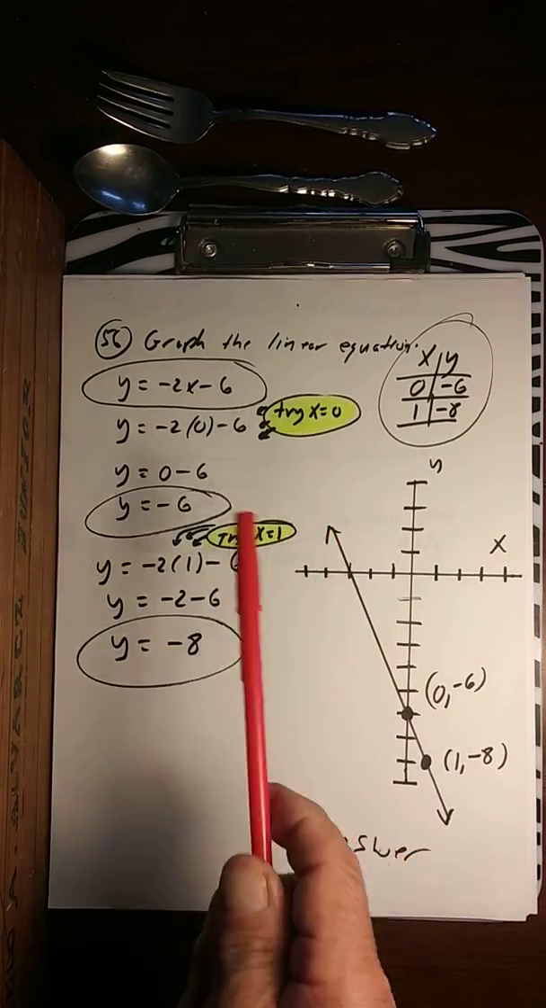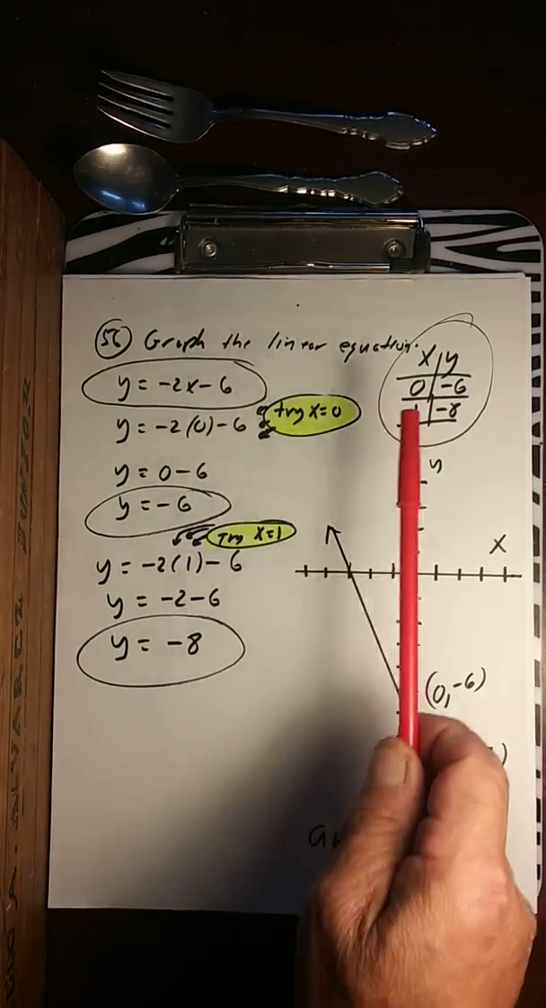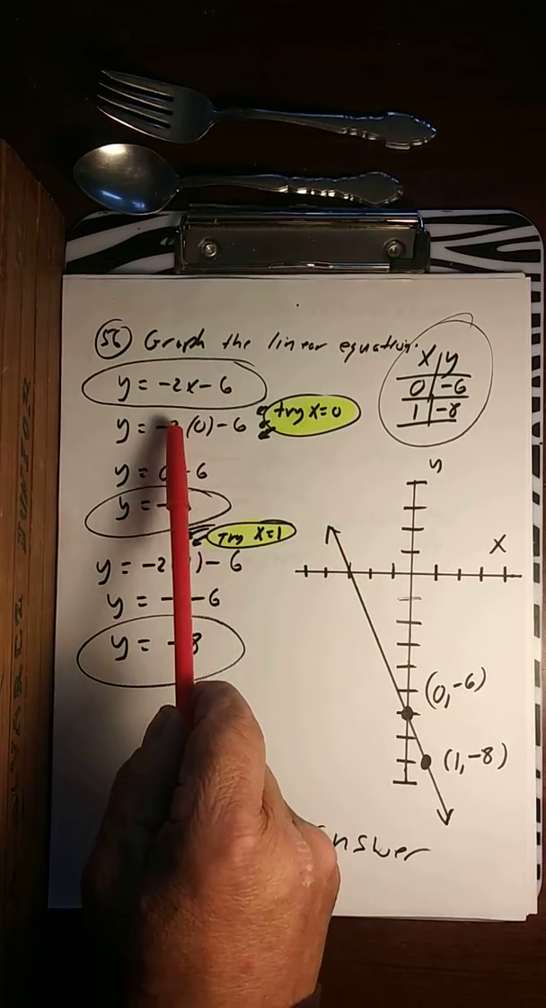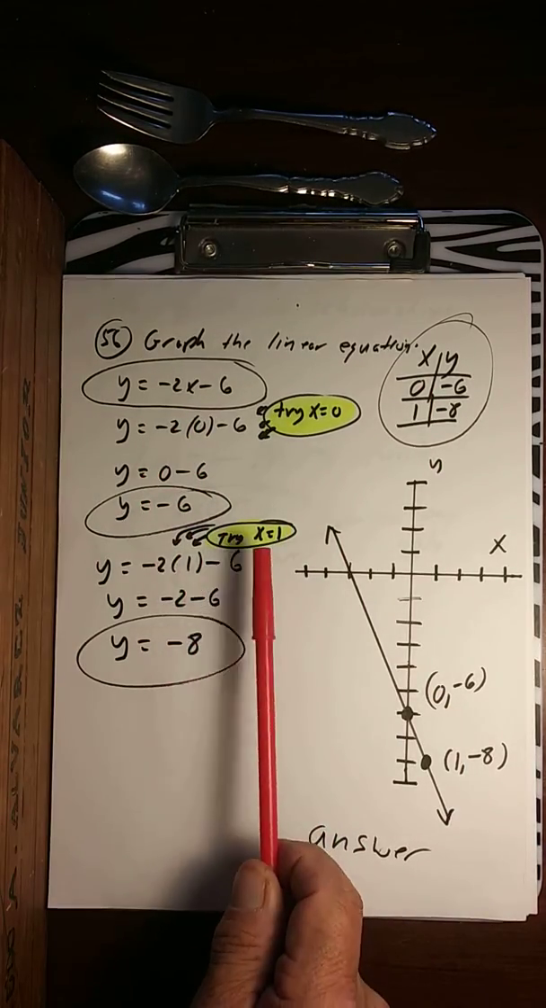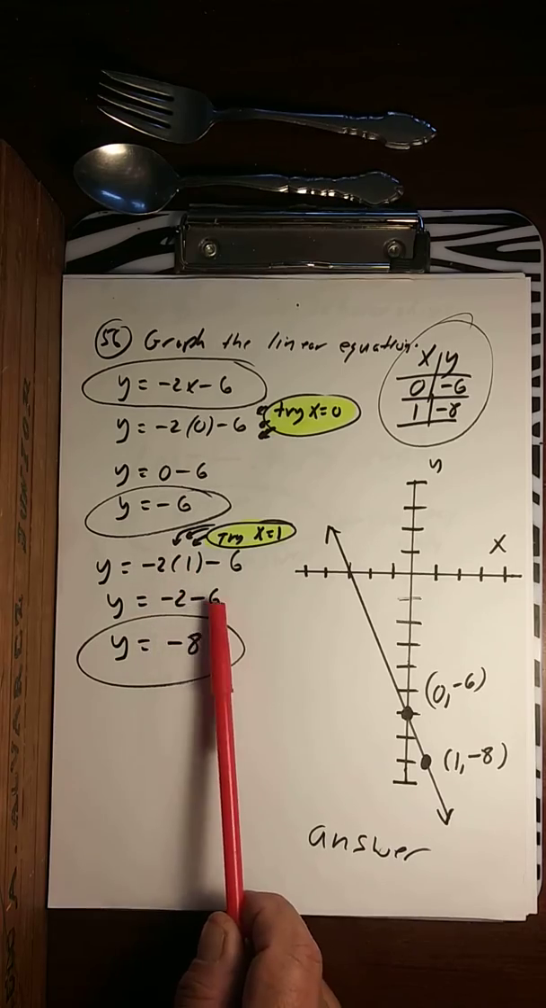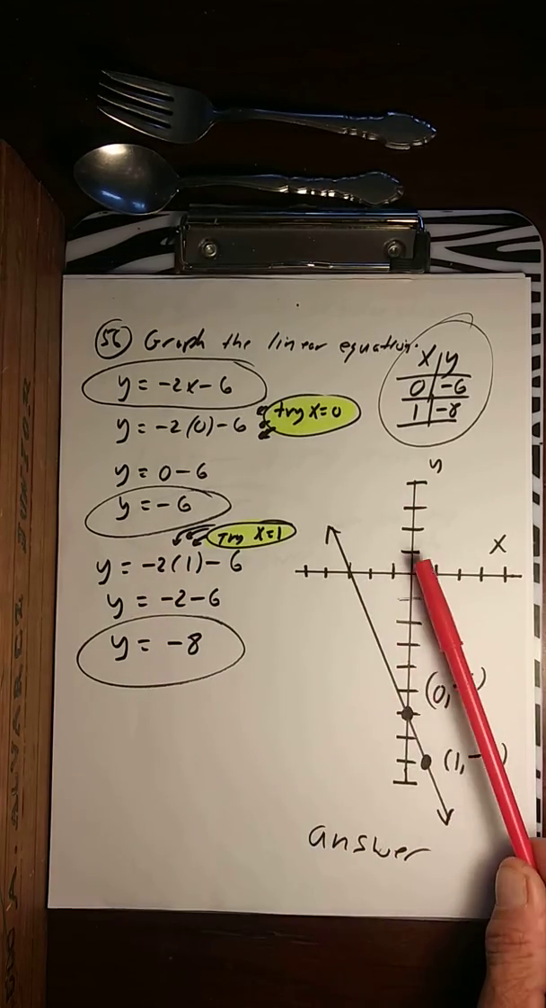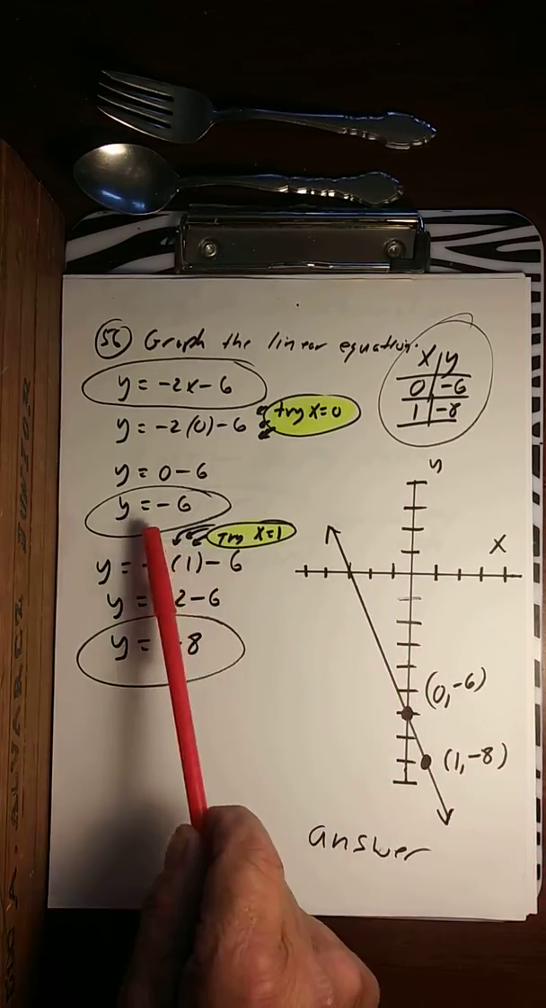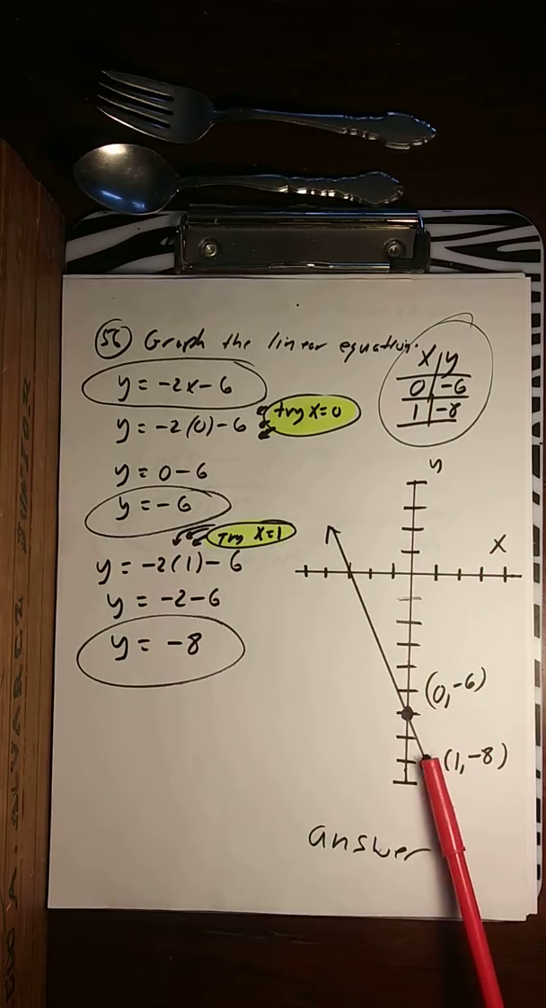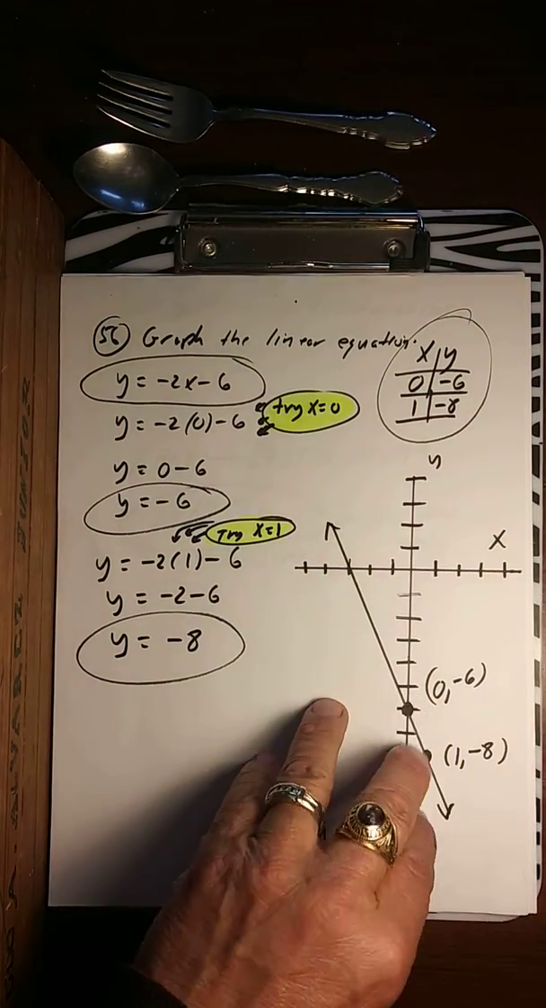Graph the linear equation. I'm just going to pick out two numbers, 0, 1, easy numbers. Put a 0 in there. 0 times that is 0 minus 6, negative 6. Put a 1 in there. Negative 2 times 1, negative 2, and that is going to be negative 8. So you got the numbers, 0 and negative 6, and we have 1 and negative 8. Connect the dots.